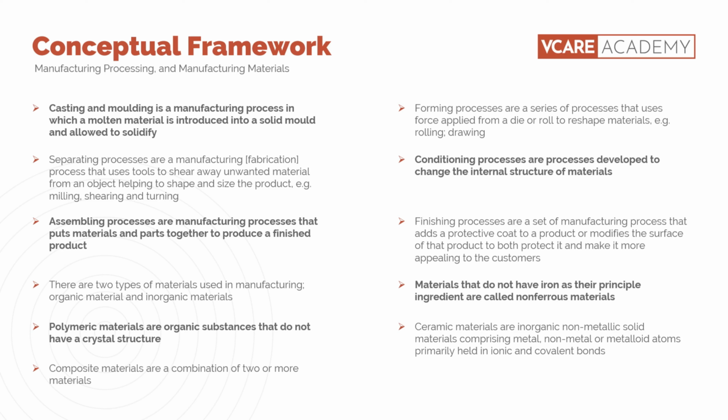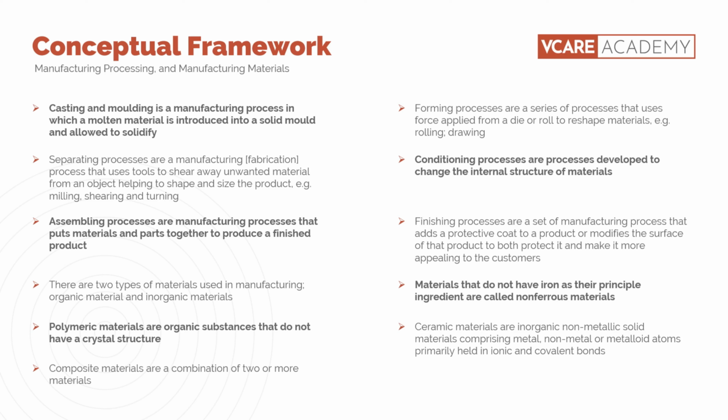Conditioning processes are processes developed to change the internal structure of the materials. And then assembly processes are manufacturing processes that put materials and parts together to form a finished product. Finishing processes are a set of manufacturing processes that add a protective coat to a product or modify the surface of that product to both protect it and make it more appealing to the customer.